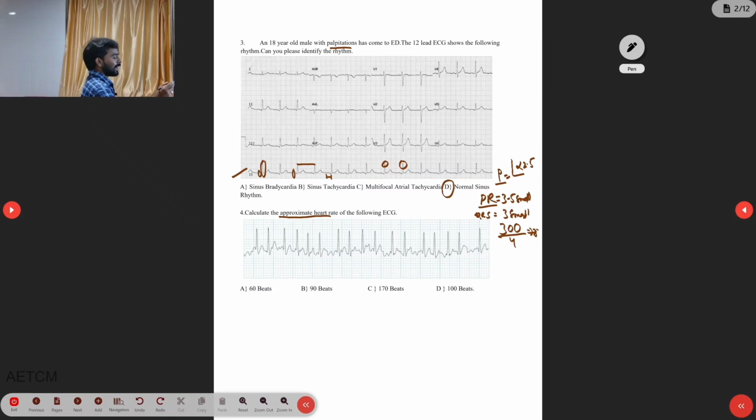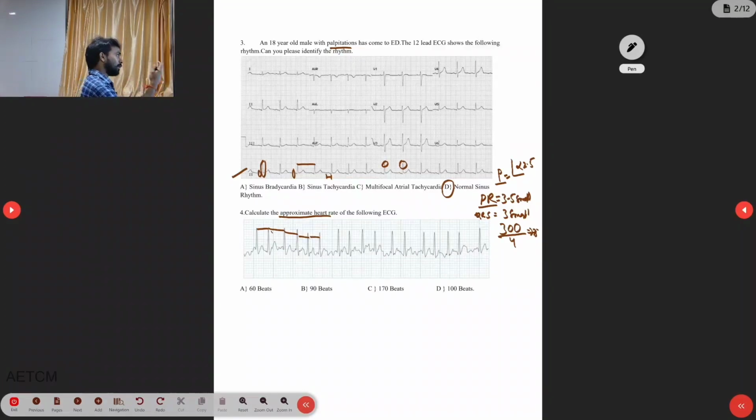So this is an irregular rhythm, a narrow complex irregular tachycardia. If you see the QRS complex, it is narrow, that is, less than 3 small squares, and if you count the distance between two R waves, it is irregular. See, here the distance is somewhat less, here it is too long. So this ECG is a narrow complex irregular tachycardia.